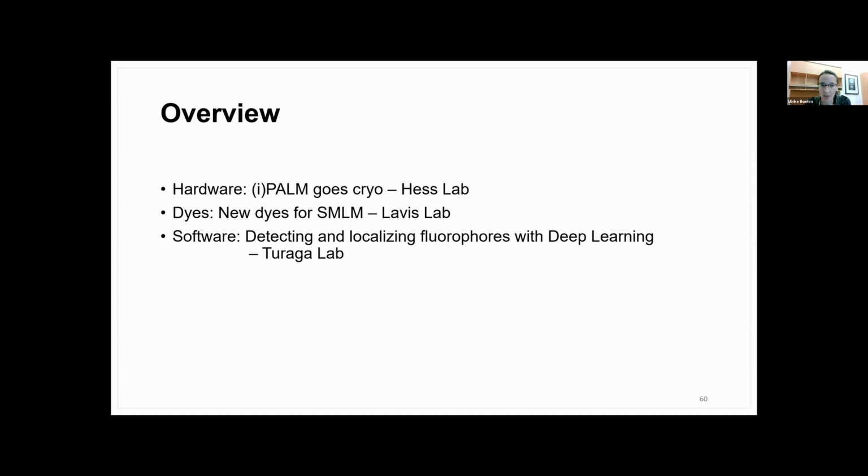On the one hand, I will very briefly talk about the hardware aspects, which are developed here in the Harald Hess lab on campus. Then I will talk about a few new dyes which have been developed for single molecule localization microscopy in the Lavis lab. And finally, I will very briefly touch upon a deep learning way to analyze the signal from single molecule localization microscopy measurements in order to do these measurements faster. But why this is the case, you will get to know in a very brief minute.